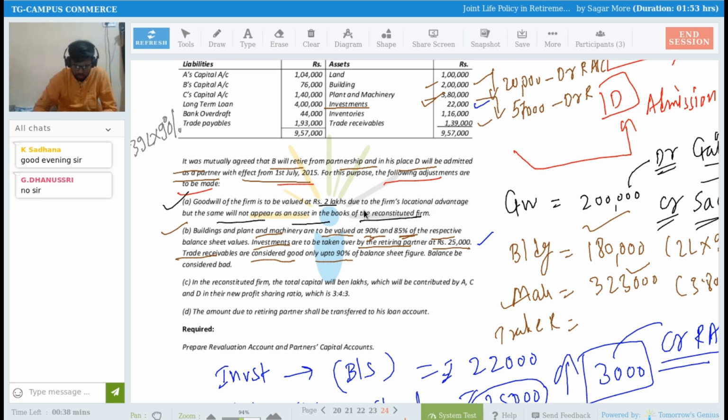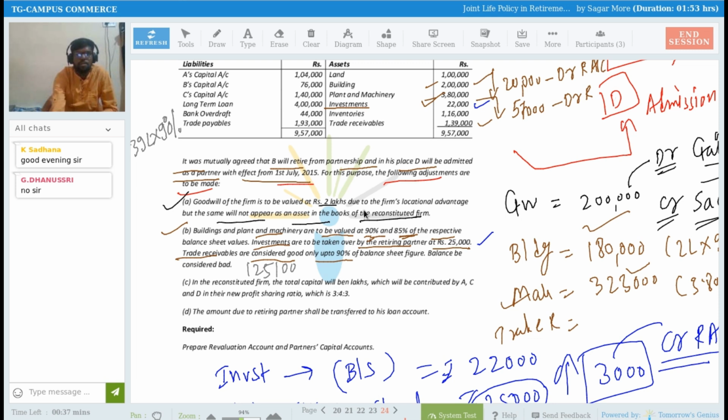1,39,000 multiplied by 90% is 1,25,100, right? So at present, the value of your trade receivable is 1,25,100. By how much has your trade receivable decreased? 1,39,000 minus 1,25,100. It decreased by 13,900.